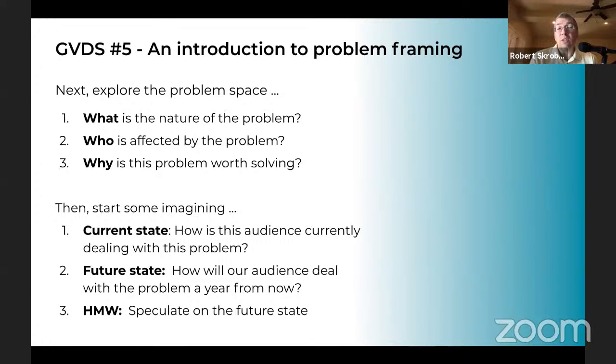And then you get into imagining, where once you understand that space, you start getting into current and future space: what people are dealing with and what they could actually experience that's better. And then speculate on how that future state could potentially work. Like, how might we do a particular aspect of the future state? Or how might we solve for X? And those start the conversations for ideation, or set the bed for ideation in a proper fashion.